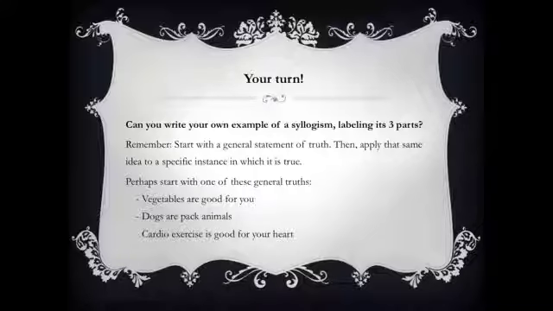So maybe let's take that last one as an example. Cardio exercise is good for your heart. Okay, that's a universal truth. So what if I say specifically that running is a form of cardio exercise, which it is? That could be my minor premise. So what conclusion could I draw based on those two? Well, if cardio is good for the heart and running is cardio, then running is good for the heart. Very good. So hopefully you get the idea.